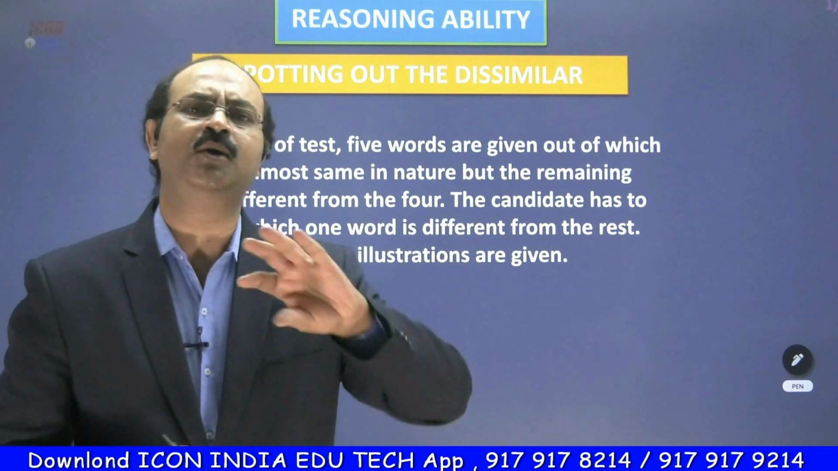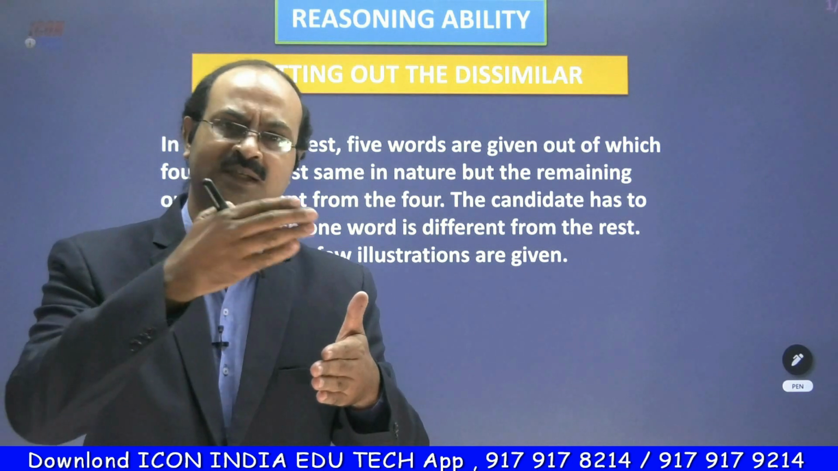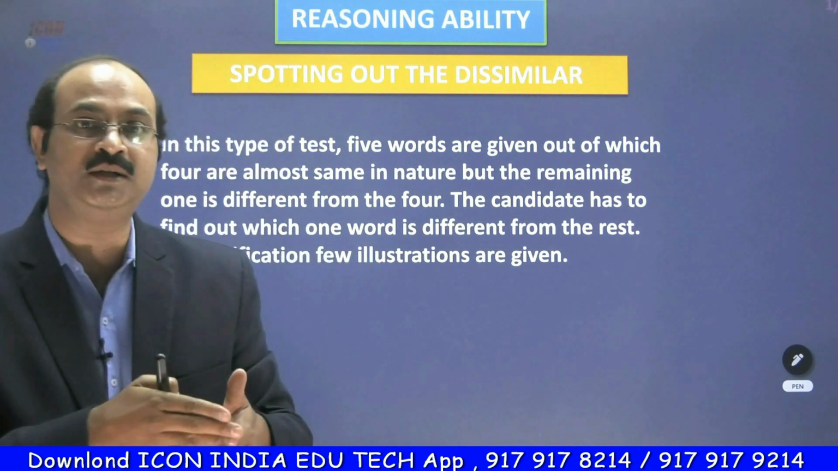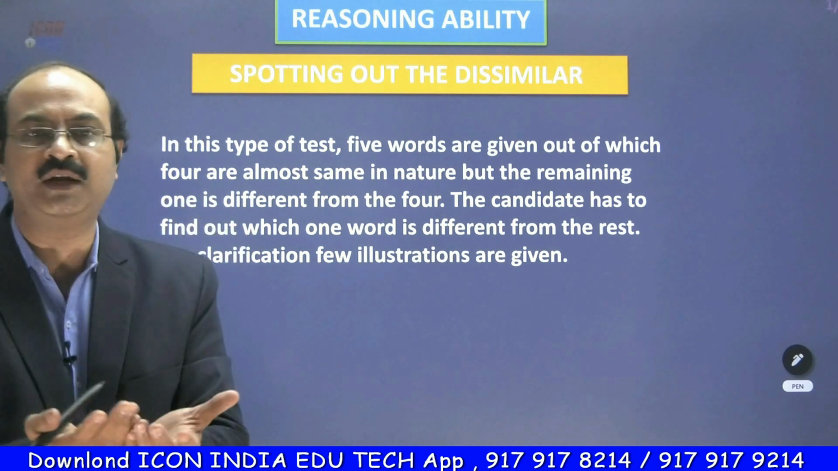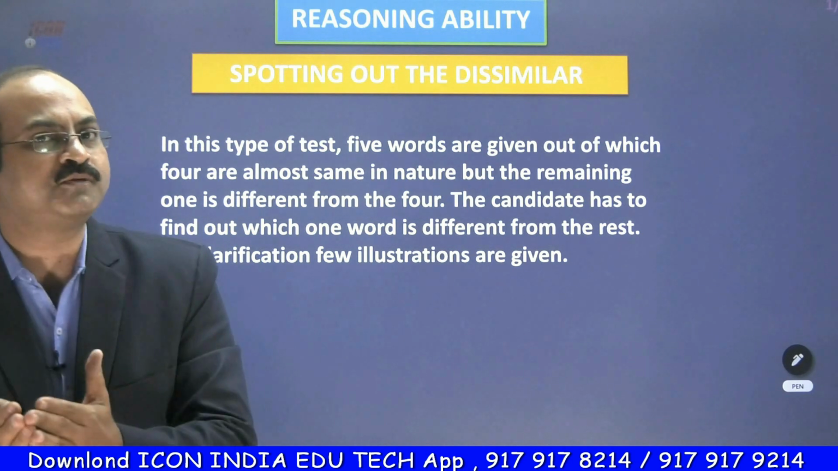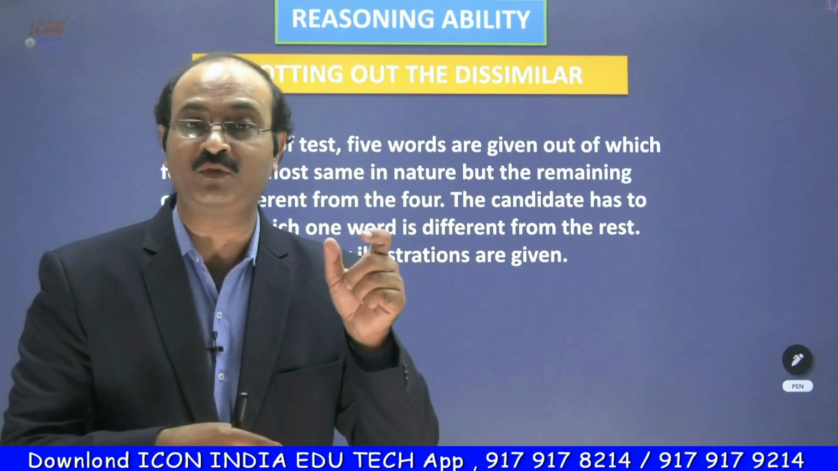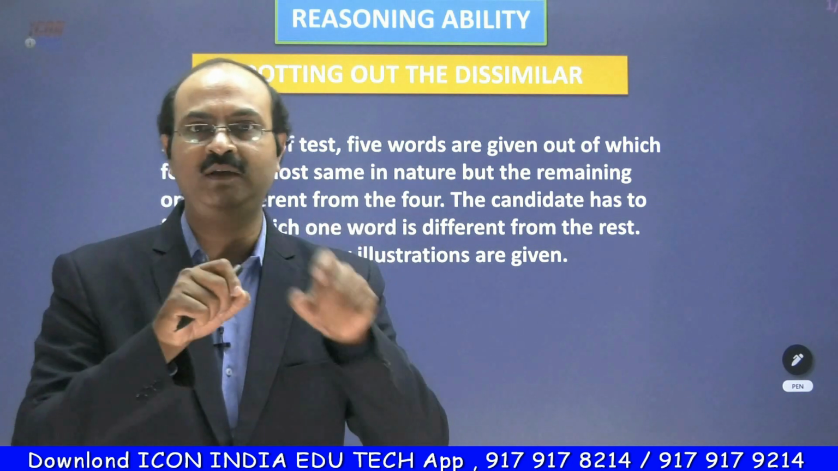What do we call it? Odd one out. So whether it is said as classification or choosing the dissimilar one or spotting the dissimilar one or finding the odd one out, it's all one and the same, right? 4 are of similar nature, the 5th one is different. The 5th one need not always be in choice E or choice 5, it can be anywhere.